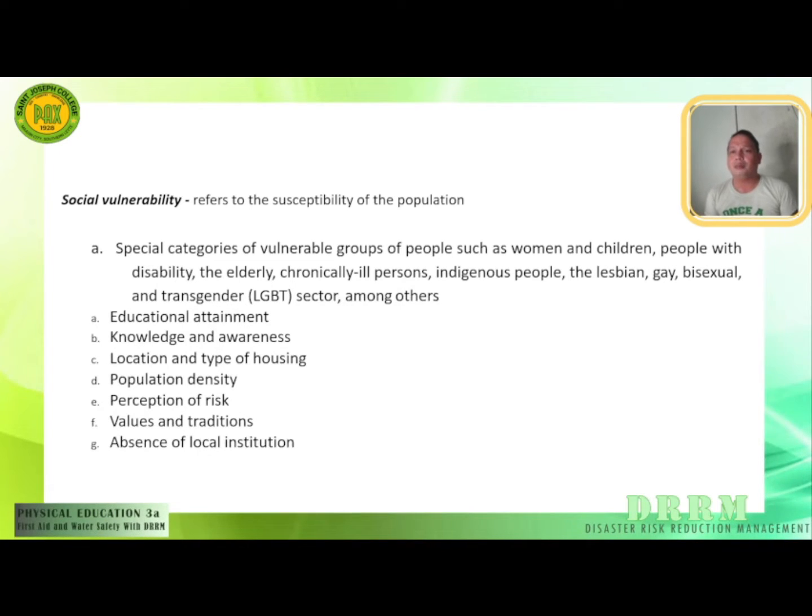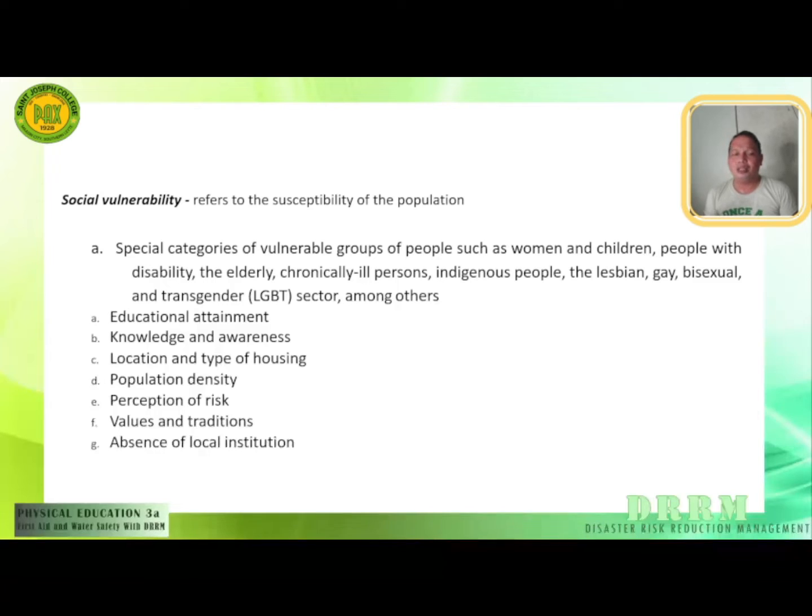For example, you're living in an old non-concrete house near the fault line, so it will be easily destroyed by a magnitude 5 or 6 earthquake. Then we have the population density. Then you have perception of risk, because this is all about how aware you are and how you are getting truthful information. It will matter on your perception of the risk.